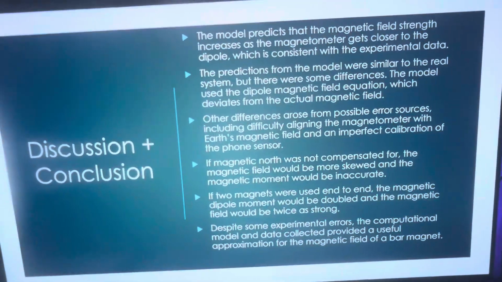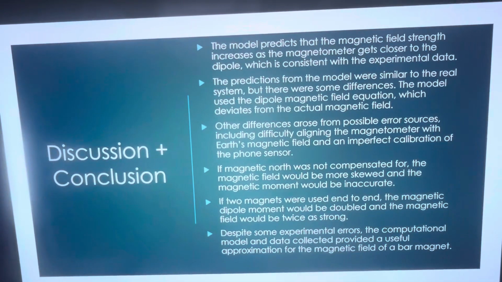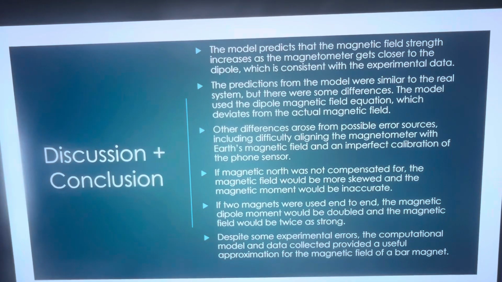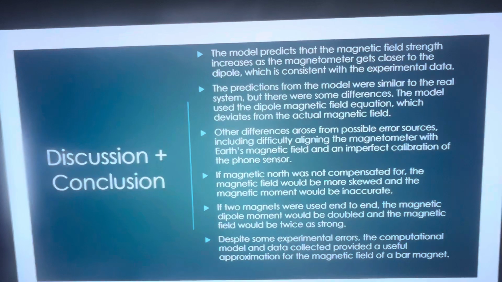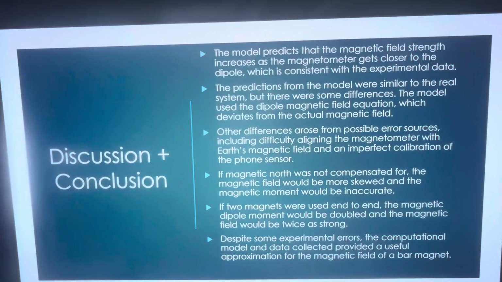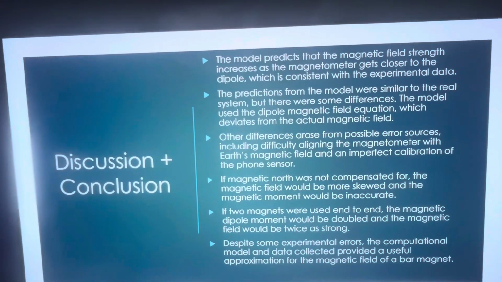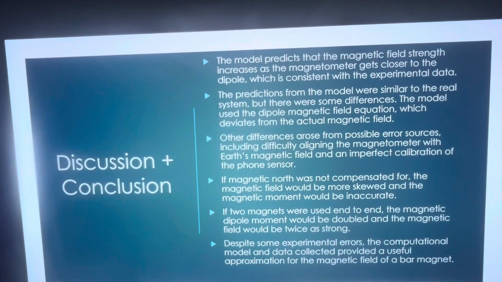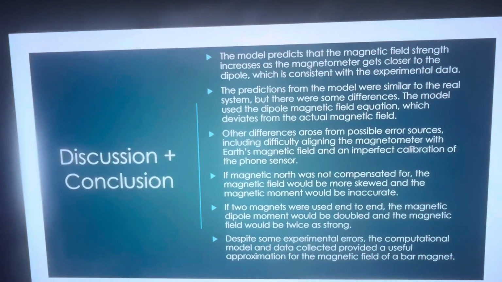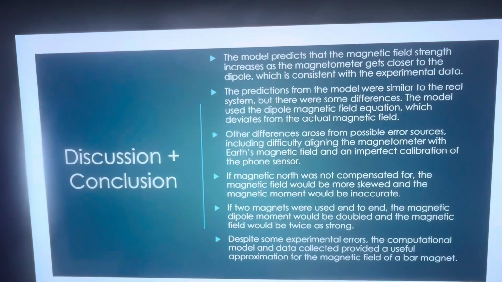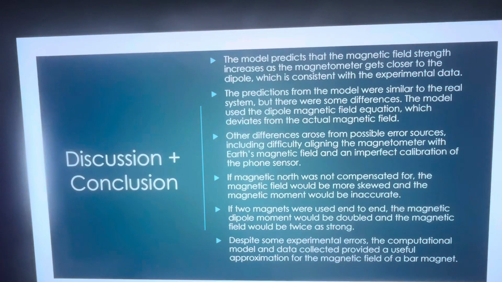So the model predicts that the magnetic field strength increases as the magnetometer gets closer to the dipole, which is consistent with the experimental data. The predictions from the model were similar to the real system, but there were some differences. For example, the model used the dipole magnetic field equation, which deviates from the actual magnetic field.